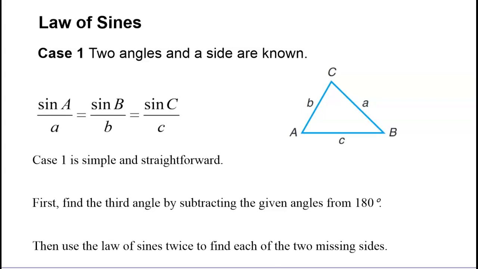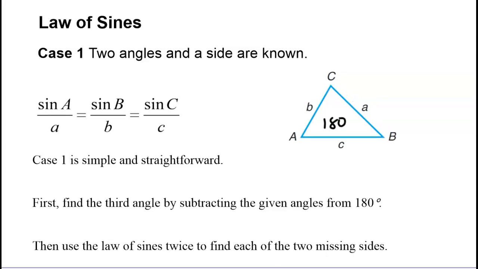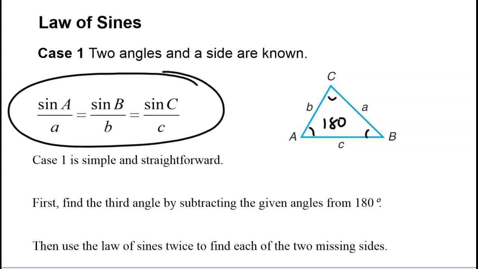Case 1's great. If you're given two angles and a side, it makes your life a whole lot easier, because all you really need to do is find the third angle by subtracting, because you know that inside all these angles add up to 180 degrees. So if you're given two angles, you can figure out the third angle, and then you're going to use the law of sines to find the two missing sides. You'll use the law of sines just two different times. And we've got some practice with that already.